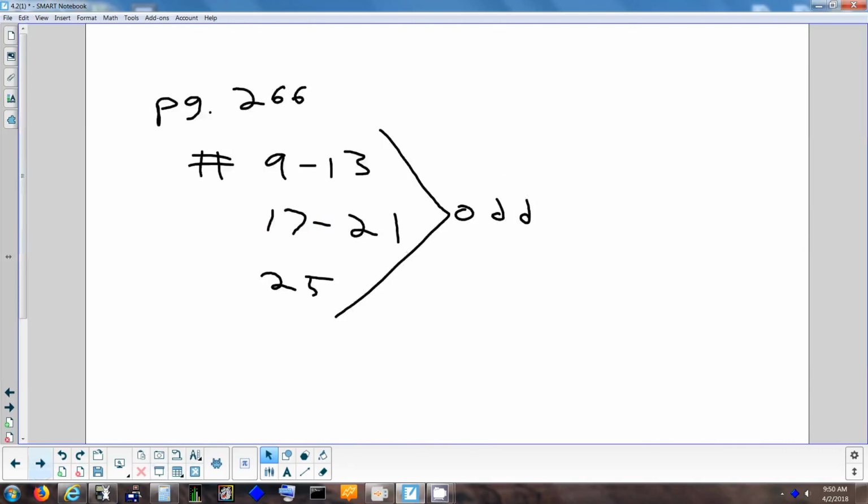Homework tonight, it's all odds. On 266, 9 to 13, 17 to 21, and 25. Okay, so we'll finish law of sines tomorrow, Wednesday. If everything goes well tomorrow, we should do law of cosines. Thursday would be review. Friday, last test for the term.